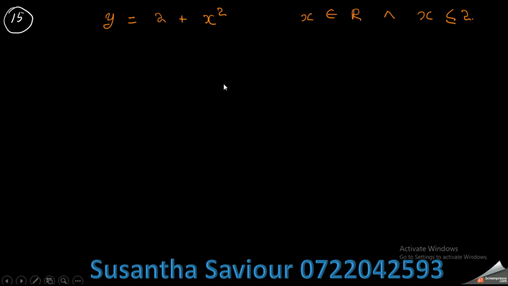Let's see this example. This is 2 plus x squared, x belongs to R and x is less than or equal to 2 here. Now the equality is there, right? Let's see. Now how do you do this? Again you plot the curve, or sketch the curve, and then see.